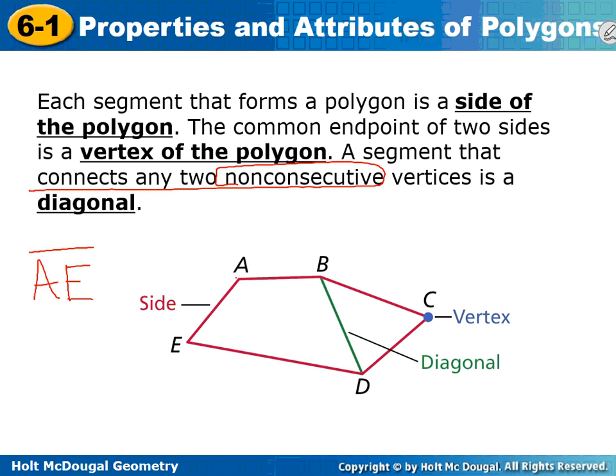A and D would not be consecutive. A and C would not be consecutive. What about A and B? Those are consecutive, okay? So a diagonal has to connect non-consecutive vertices. AC, AD, and so forth. There are a lot of diagonals inside your polygon. Any two non-consecutive vertices creates a diagonal. Is everybody okay with diagonal? Okay, so diagonals, vertices, and sides.